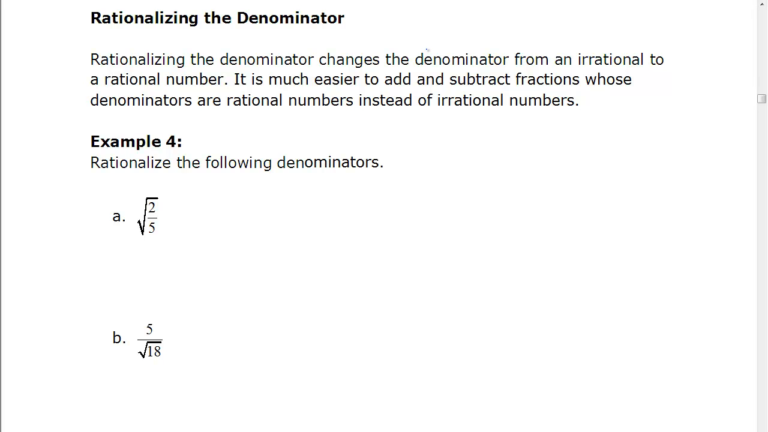In this video, we're going to learn how to rationalize the denominator. Rationalizing the denominator means making sure that there's no root in the denominator, so change it from an irrational number, which has the root, to a rational number. So it's called rationalizing. And simplified form should never have a root in the denominator.